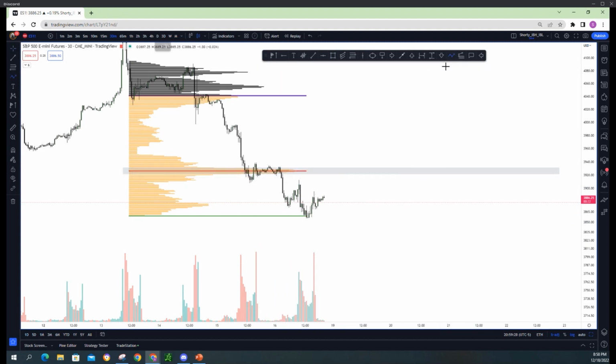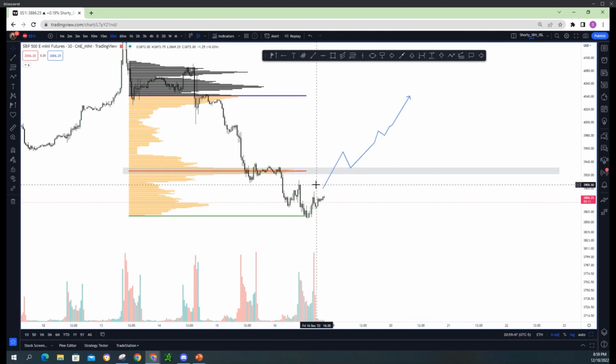So the acceptance here would be that we go above here, and then you have this little chop here, and then it would probably explode to this area here. So that's a bullish scenario, right? But I'm only looking at a piece of data. I'm looking from Tuesday, December 13th to Friday, right? And you can extend this all the way to the right.